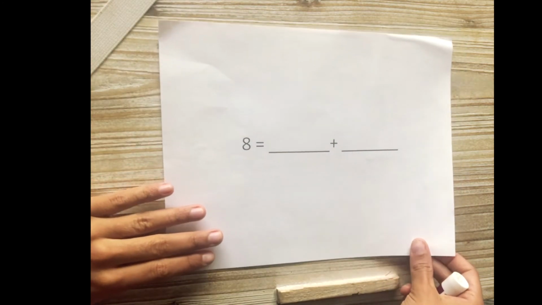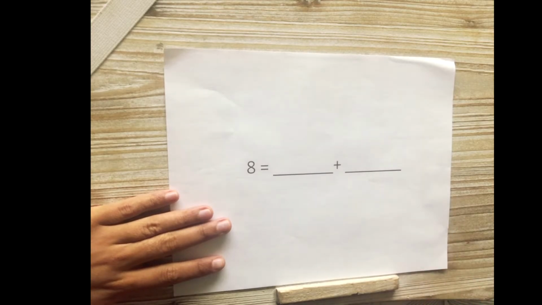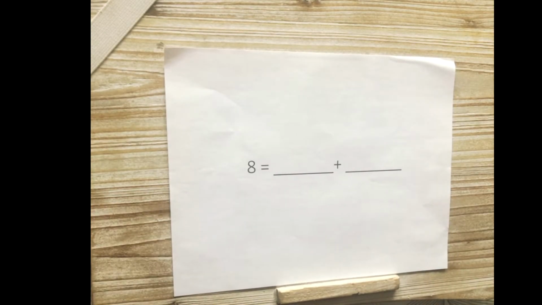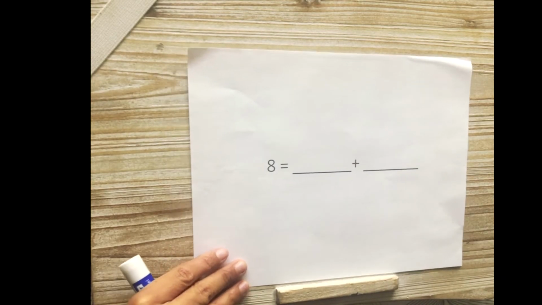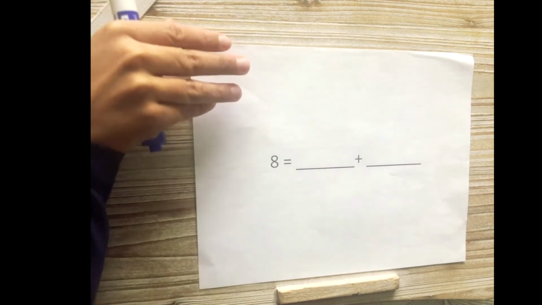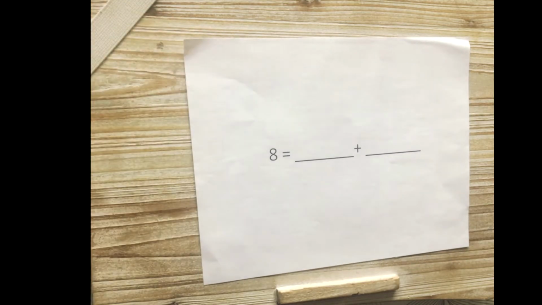We're going to look at an equation and we're going to be figuring out what the double facts are. So the equation reads 8 equals blank plus blank. So what I want you to do is take a second to write this equation down. I'm going to give you a second to write the equation down.